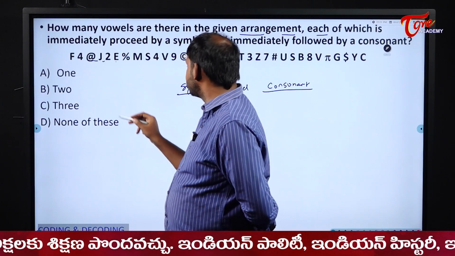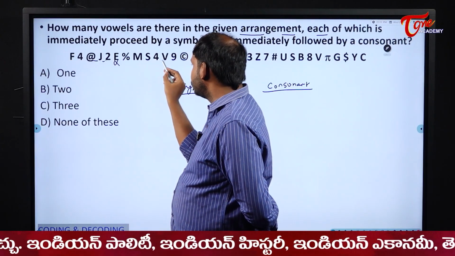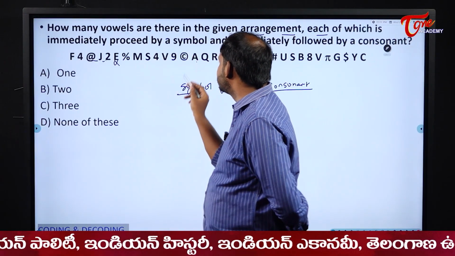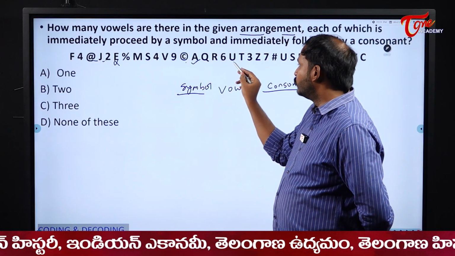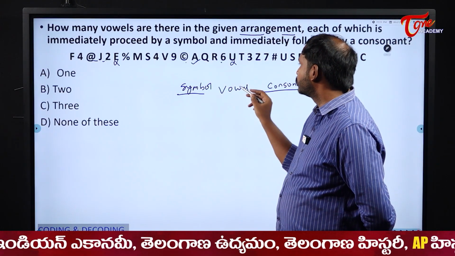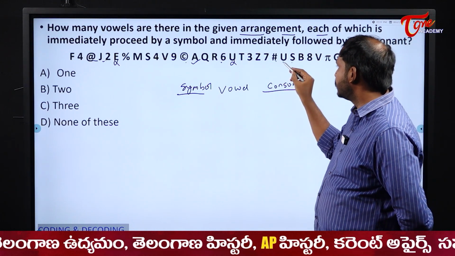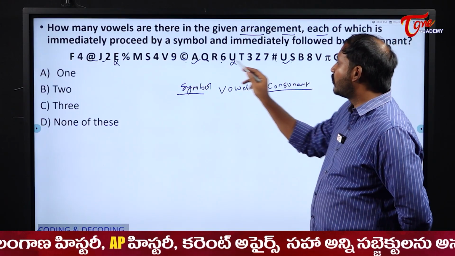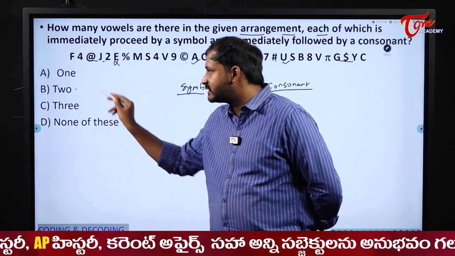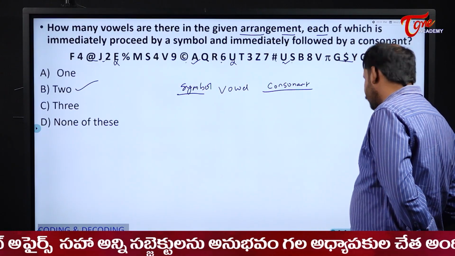E is a vowel. Yes, it is. Is it preceded by a symbol? No, that is gone. Next, A. It is preceded by a symbol and followed by a consonant? Yes. Next, U. Preceded by a symbol? No. U. Preceded by a symbol and followed by a consonant? Yes. That's it, right? So how many do I have here? 2. So my answer here is 2. This is how you need to do it, students.